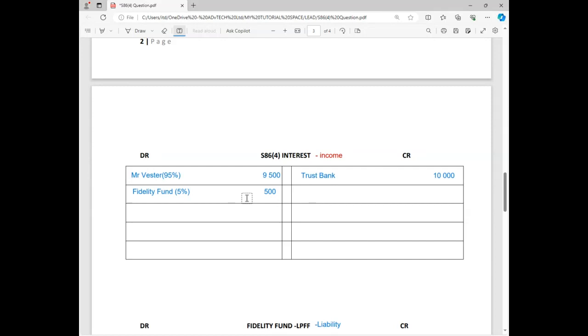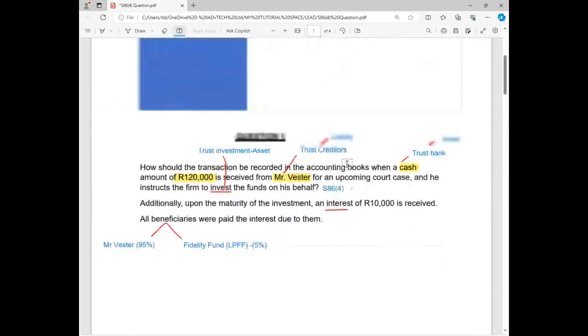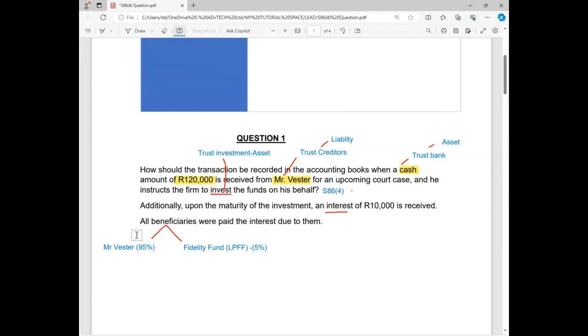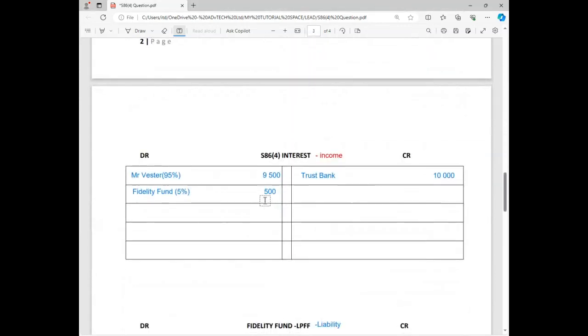Can you see now? Remember, here I'm just showing you that this belongs to Vesta and this one belongs to Fidelity Fund. According to the information, we paid them. In other words, these interests were paid to the relevant parties, to Mr. Vesta and Fidelity Fund, but we are not yet paying. We're just showing that we are going to pay 9.5 at a later stage, and thereafter we're going to pay how much? 500. At the moment, it's not like we're paying. We received it, and now it must be taken to the relevant accounts.